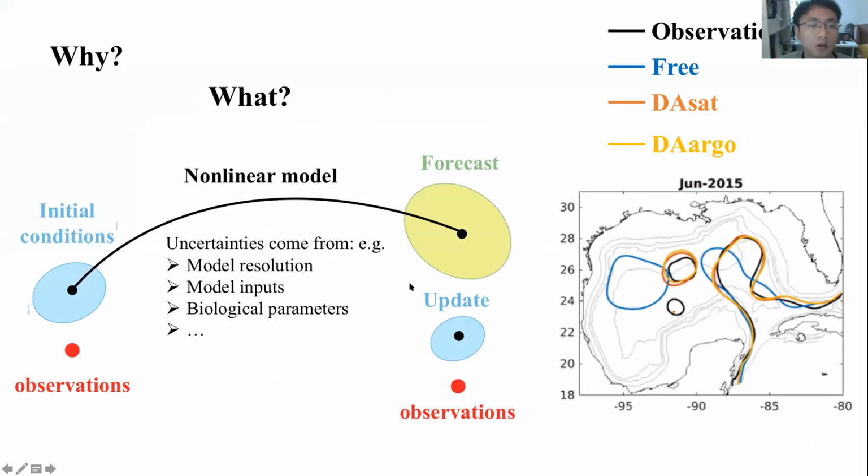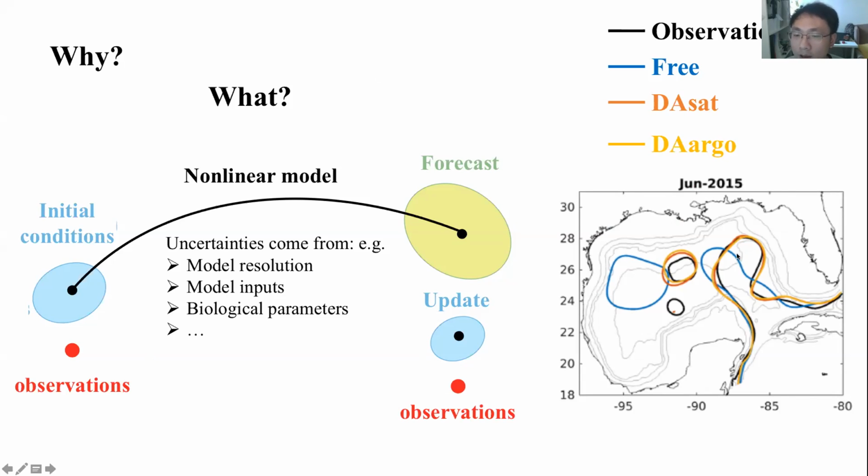When we talk about data assimilation, the first question might be why we need data assimilation and what data assimilation is. As we know, numerical models are powerful tools, but they are imperfect representations of natural systems, and so they suffer from different uncertainties. These uncertainties may come from the model resolution, model input, the biological parameters, such as for the biological model, and its structure. So data assimilation is the statistical tool to help us improve the model performance by combining the information from both the numerical model and the observations.